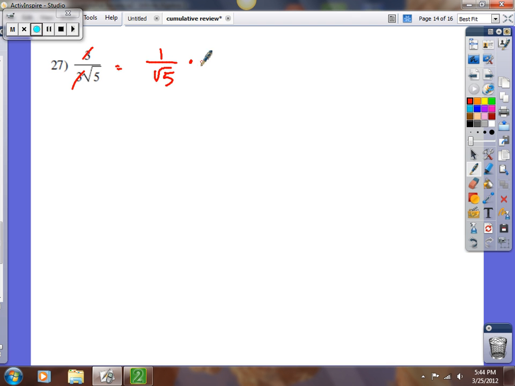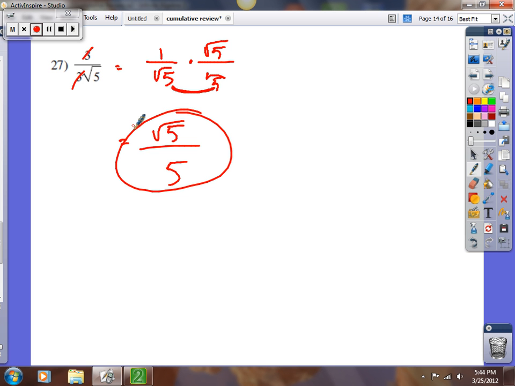So you multiply this by some fancy creative 1. And the 1 is square root of 5 over square root of 5. Whatever that radical is, that's what you're going to multiply by. On top, 1 times the square root of 5 is just square root of 5, but on bottom, square root of 5 times square root of 5 is always just going to be 5. Because if you times them together, that's going to be square root of 25, and square root of 25 is a whole number 5.